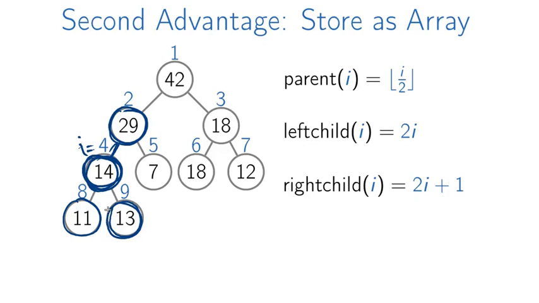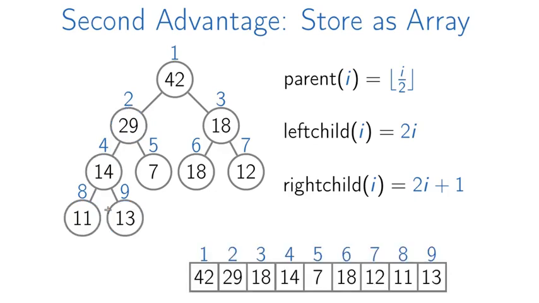And this is very convenient. This allows us to store the whole complete binary tree just in an array. So we do not need to store any links for each vertex to its parent and to its two children. So these links can be computed just on the fly.